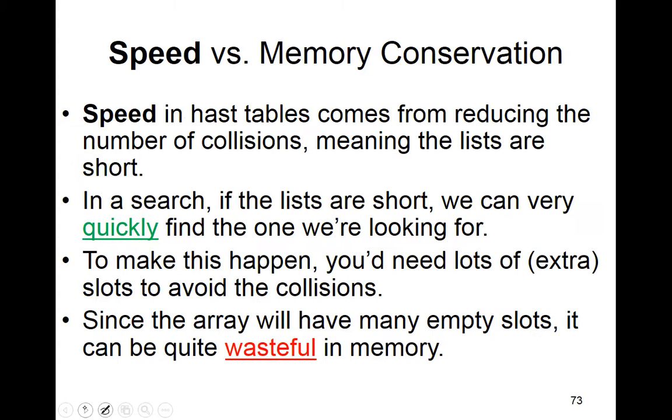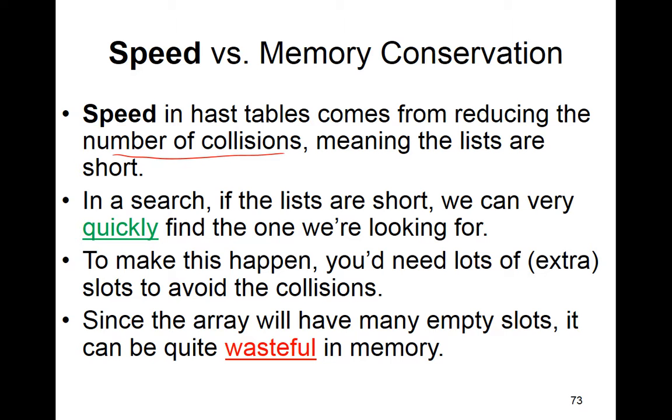So, of course, the opposite is true. What does it mean to say that you have a speedy hash table, or that speed in hash tables comes from making the lists that you have to look through short, or as short as possible? Because, of course, if the lists are short, then you can quickly find what you're looking for. Well, that makes sense. And how do we get short lists? We get short lists if we can reduce the number of collisions.